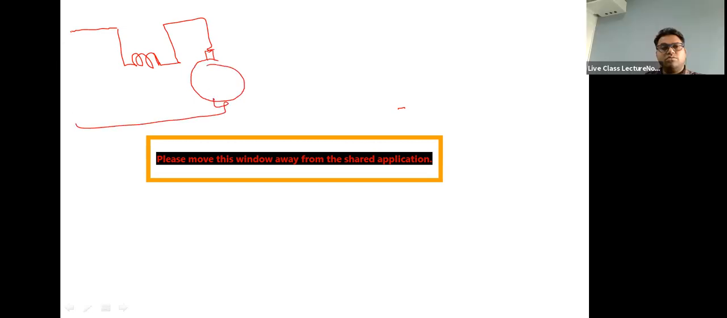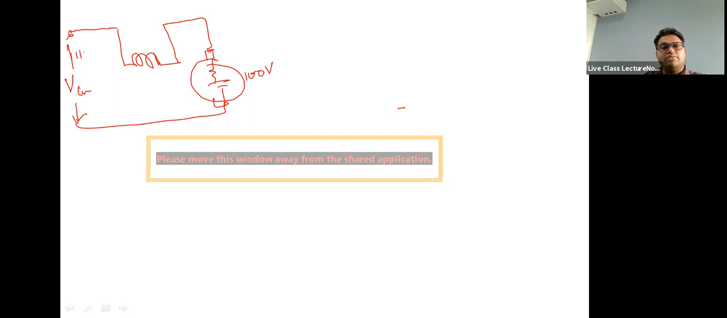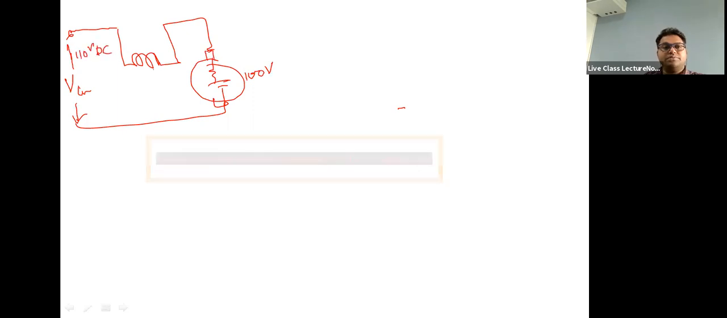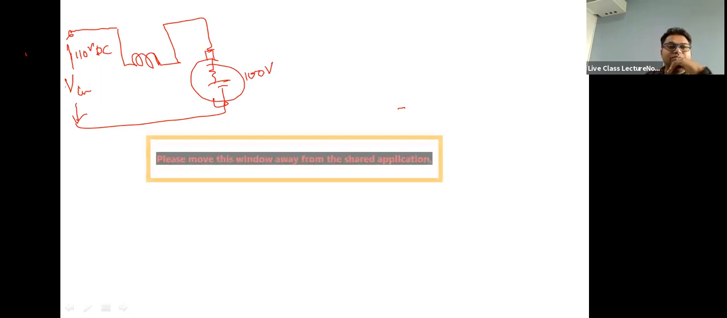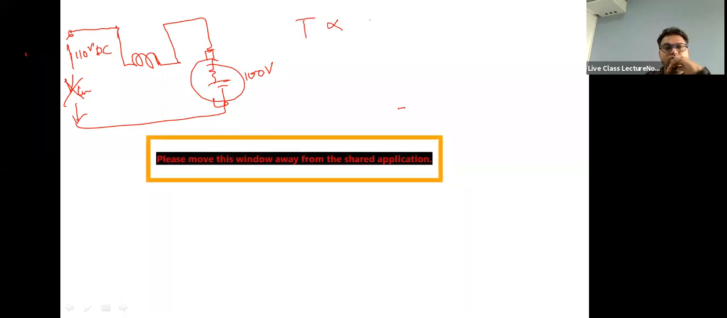So this is a series motor, with B input, and the EMF was in the range of, say, 100 volts, and you are giving 110 volts DC, and you are running, right? Yes. Now you want to brake it. So first of all, you will take this power supply out. So torque proportional to phi into Ia was the motoring torque, right?